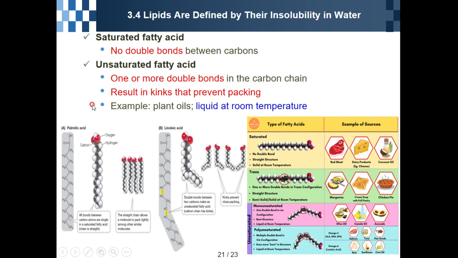Usually unsaturated fatty acids are liquid at room temperature. But saturated ones are packing, so usually they are solid at room temperature. The difference is the double bonds. They have 3 tails, but in these tails they don't have double bonds, while in this tail they have double bonds. That's why this one prevents packing.